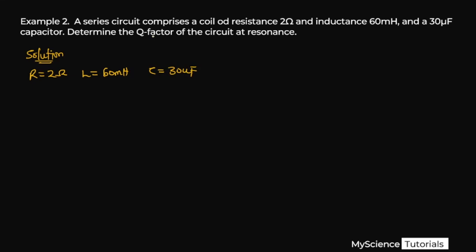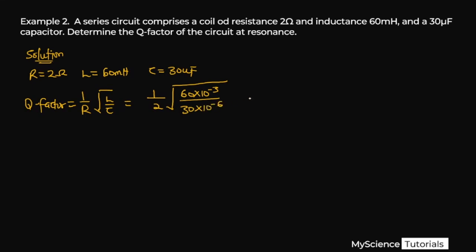Now, like I said, there are so many ways to find Q factor. So let's go with the obvious one. The easiest one is for us to say Q factor is equal to 1 over R multiplied by the root of L over C, and this is equal to 1 over 2 multiplied by the root of L, which is 60 times 10 raised to the power minus 3, over 30 times 10 raised to the power minus 6. So if you do that, we are going to get 22.36 as our Q factor.